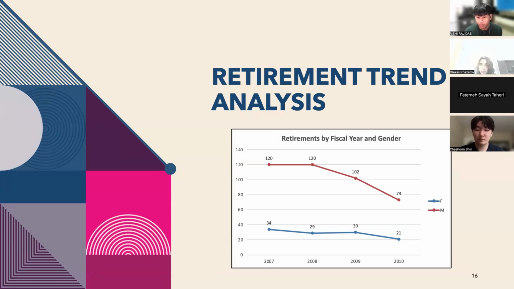For example, male retirements decreased from about 120 employees in 2007 to around 73 employees in 2010, while female retirements decreased from 34 to 21 during the same period.